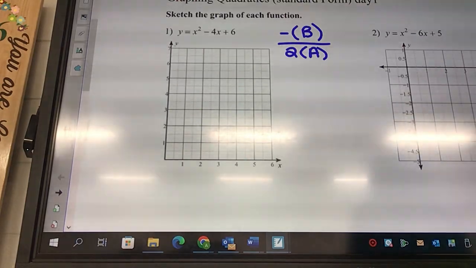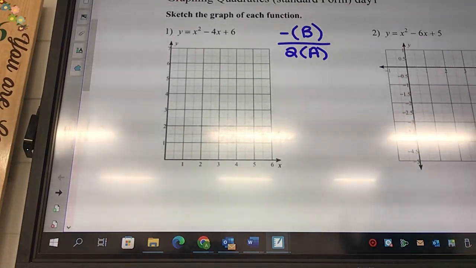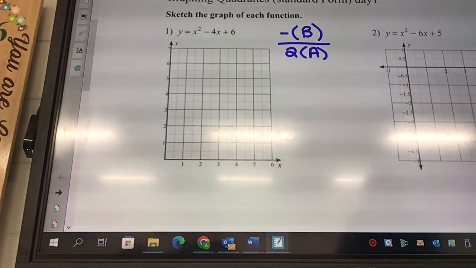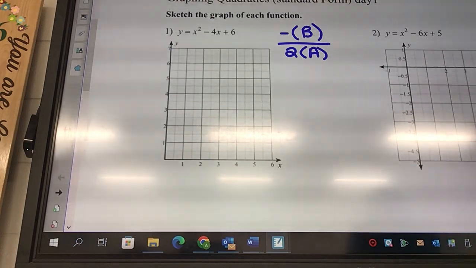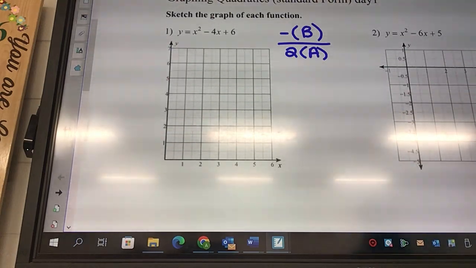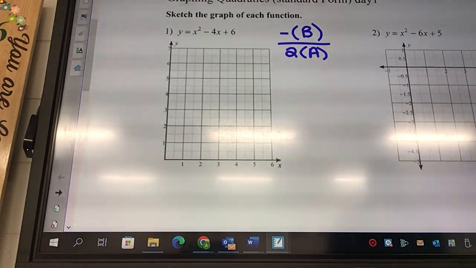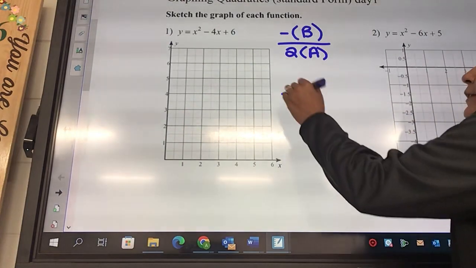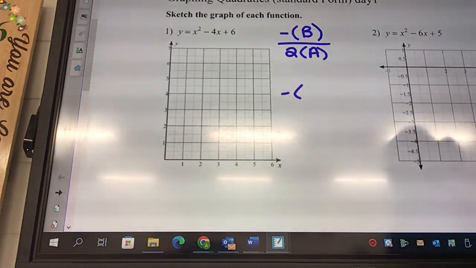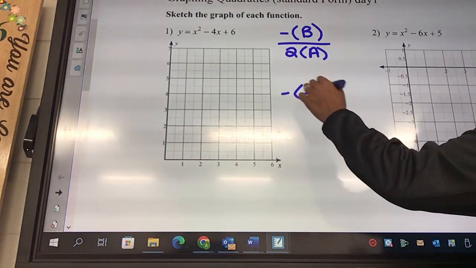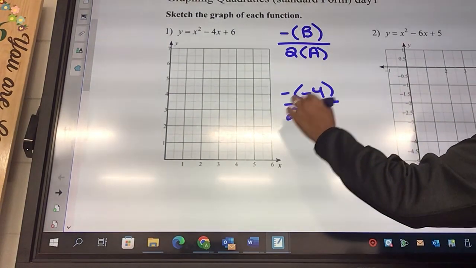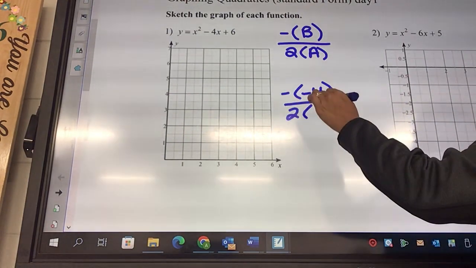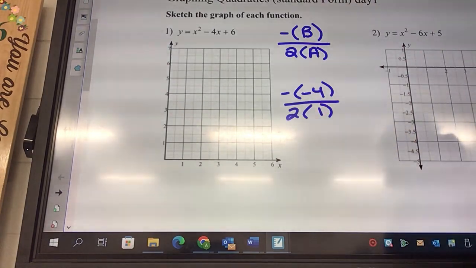First of all, that negative is very, very important, as well as the parentheses today. Anything you're plugging in, you should be using parentheses. So we got negative, what is my b? Negative 4 over 2 times my a. What's my a? 1. Type that in on your calculator.